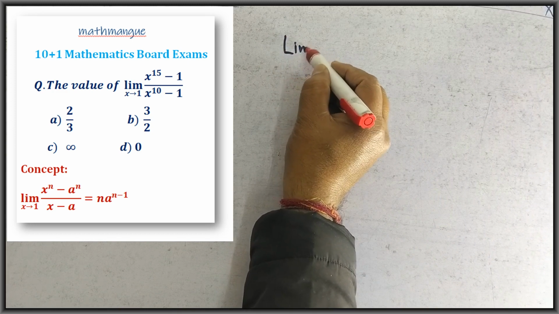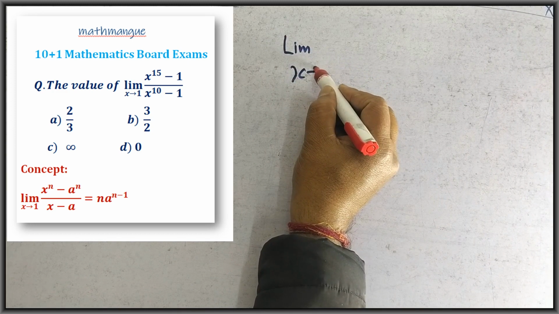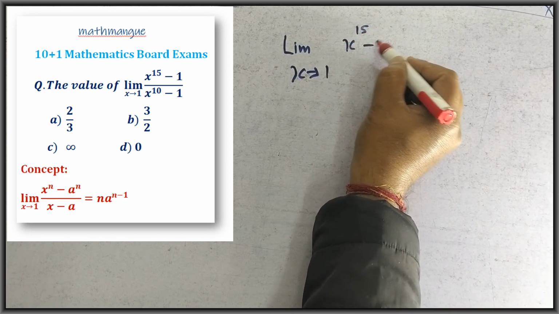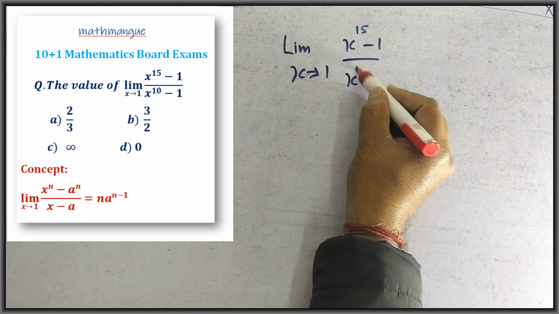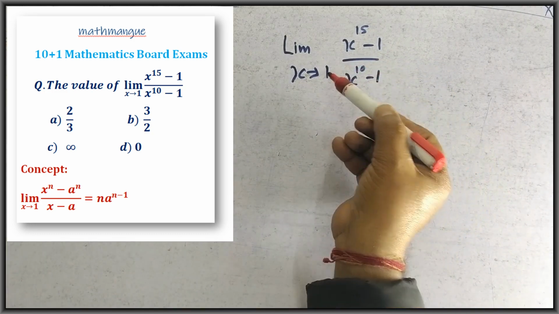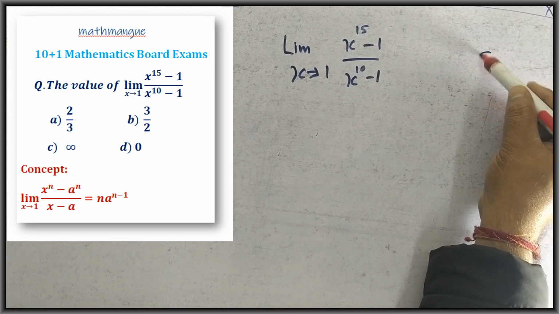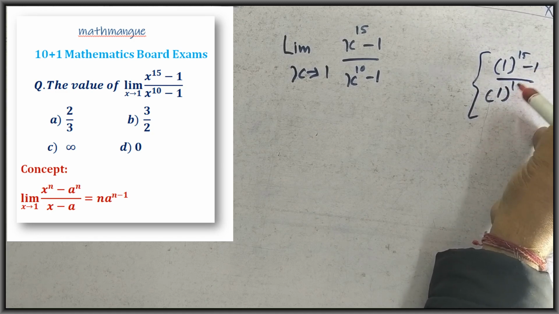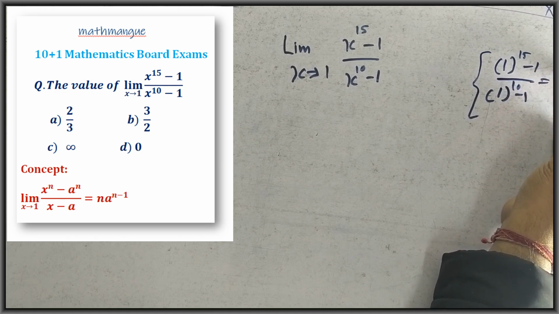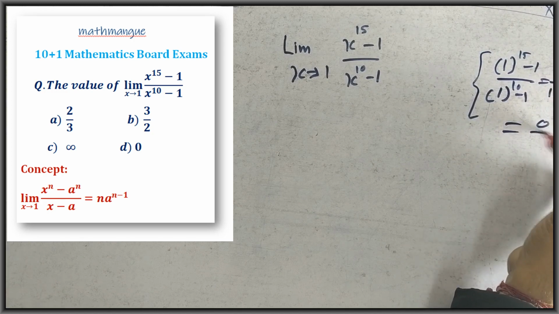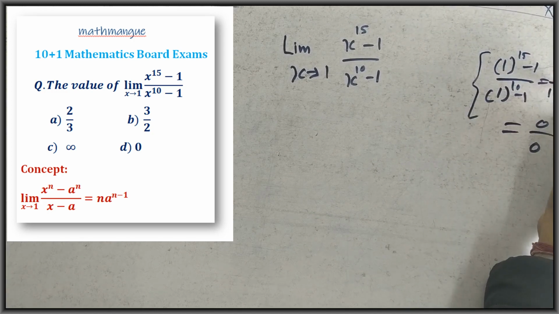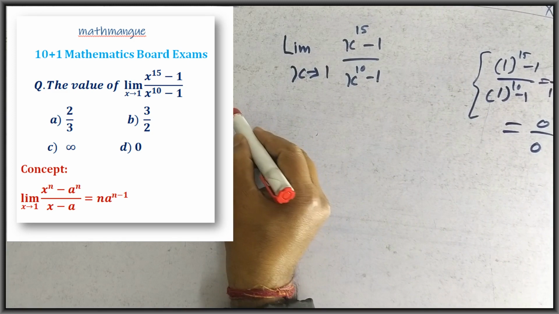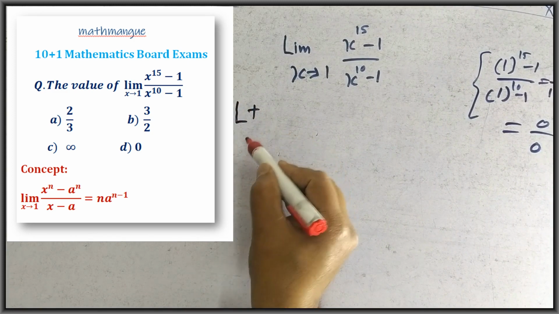You have limit x approaches to 1, x raised to power 15 minus 1 over x raised to power 10 minus 1. As you know, if you put the direct value here, you are getting 1 raised to power 15 minus 1 over 1 raised to power 10 minus 1, that is 1 minus 1 over 1 minus 1. Here you are getting 0 over 0 form, right? So we cannot solve it like this. Here, children, we can apply a formula. So what is that formula? Let us write that formula.